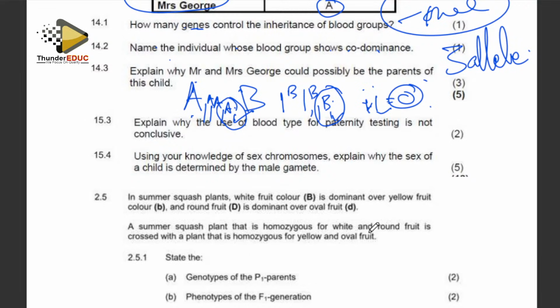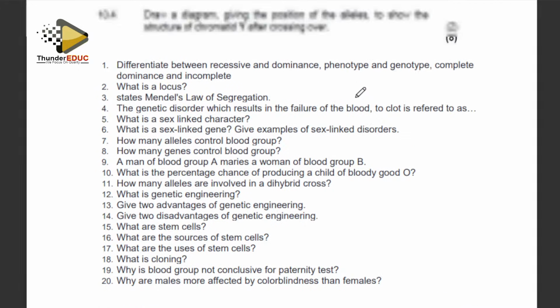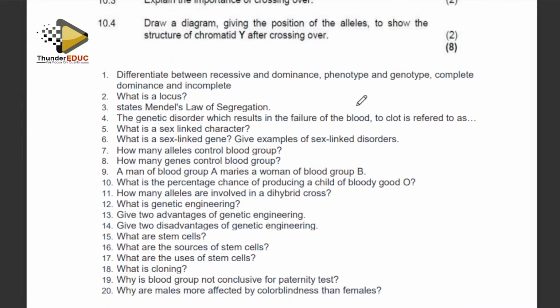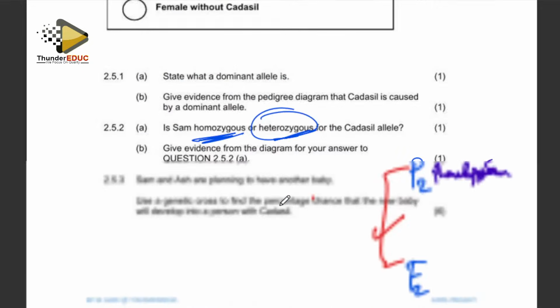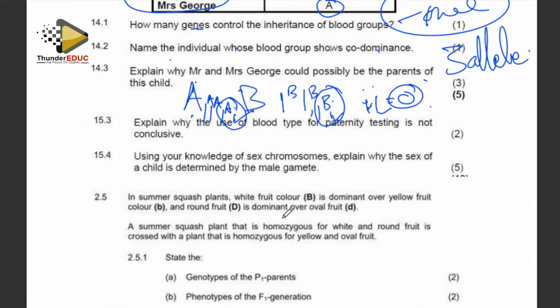All right, next. Explain why the use of blood group for the parent test is not conclusive. We have answered this question before. Those questions I gave to you guys are here, so you have to do all those questions. Why is it that blood group is not conclusive to confirm that this is the parent of the individual? It is because many individuals share the same type of blood group.